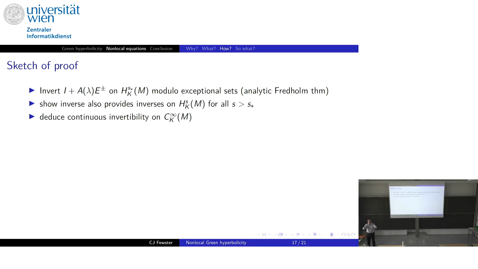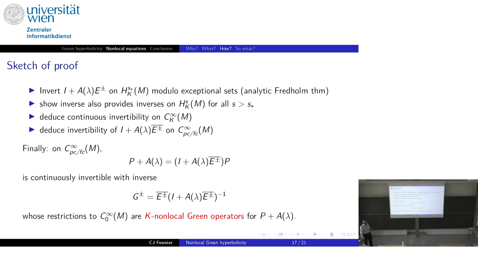And in fact, then you push yourself out of the Sobolev class because you can invert to arbitrarily high order and actually get continuous invertibility on the smooth, compactly supported functions with support in K. And from there, you push yourself a little bit further out and get to invertibility on functions with past compact or future compact support. And then finally, we do the following.